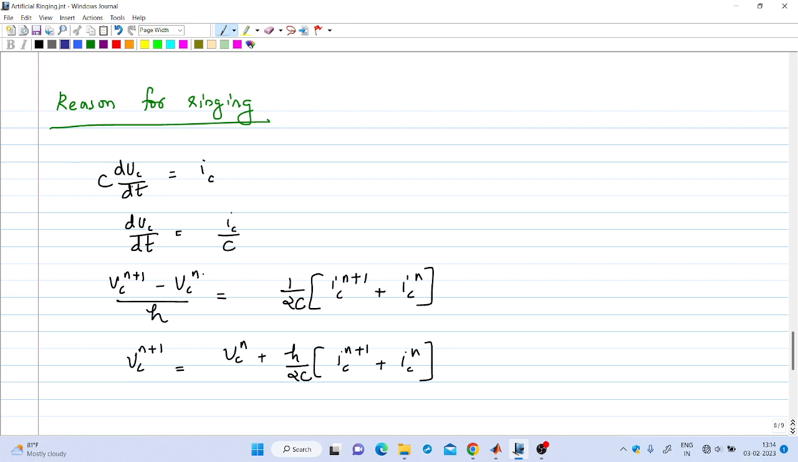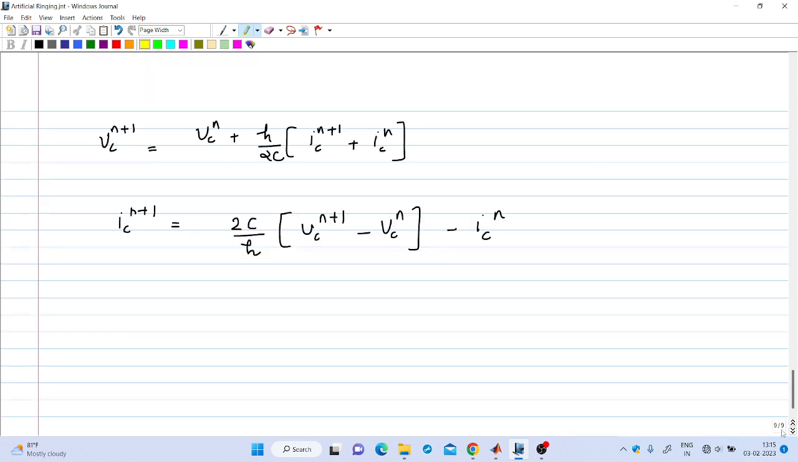If you write the general expression for capacitor current, it is C dVc by dt equal to IC, and dVc by dt equal to IC by C. And if we use the trapezoidal rule, you can replace the left hand side dVc by dt by Vcn plus 1 minus Vcn by h, and the right hand side is half of the function evaluated at n plus 1 and n. By rewriting you will get an expression for Vcn plus 1. Now if you rewrite this expression in terms of Icn plus 1 and rearrange the terms, you will get an expression like this.